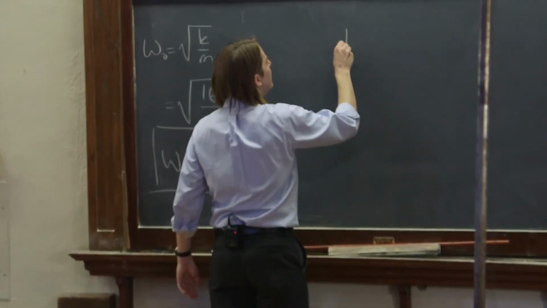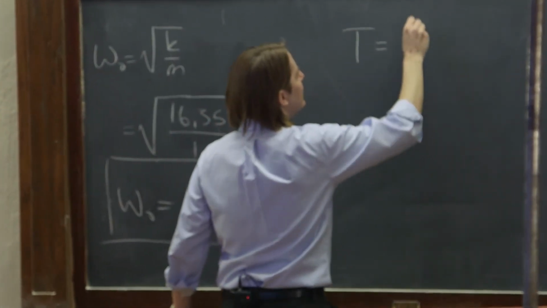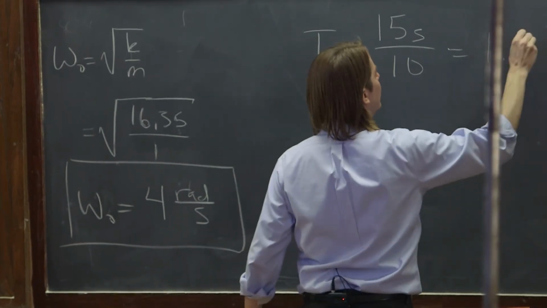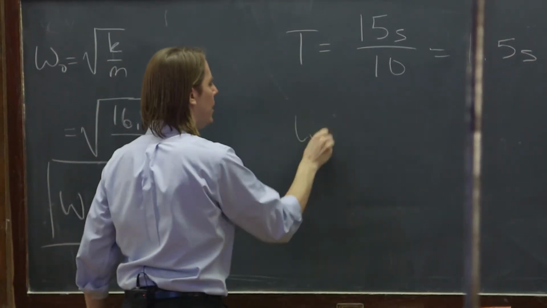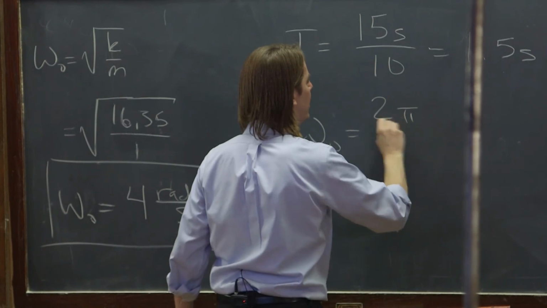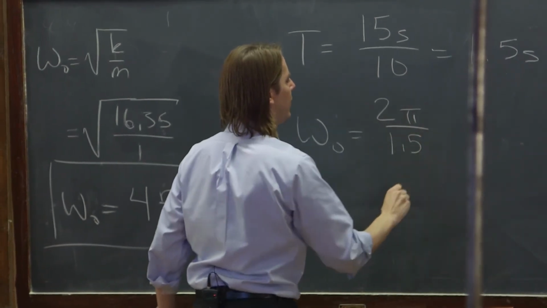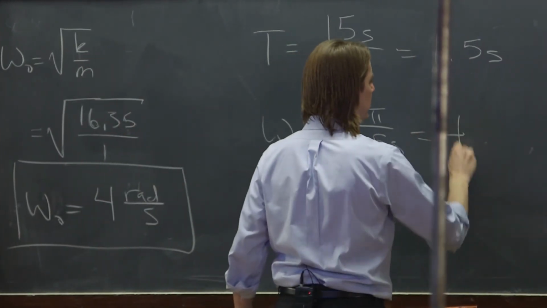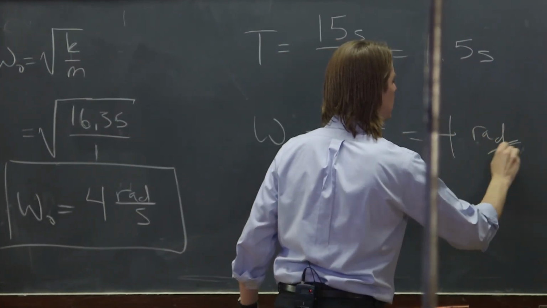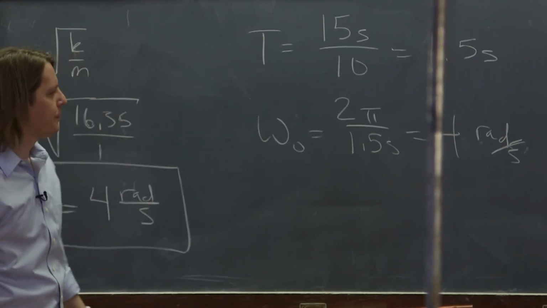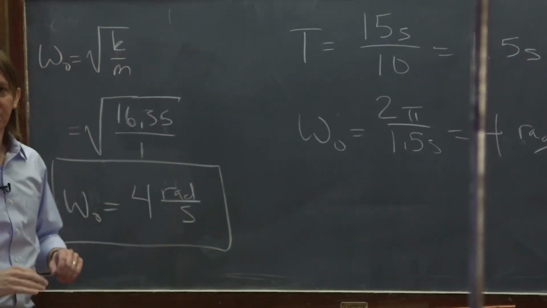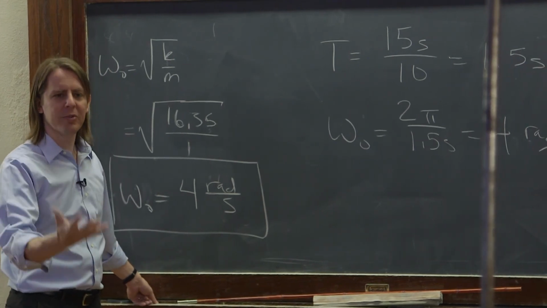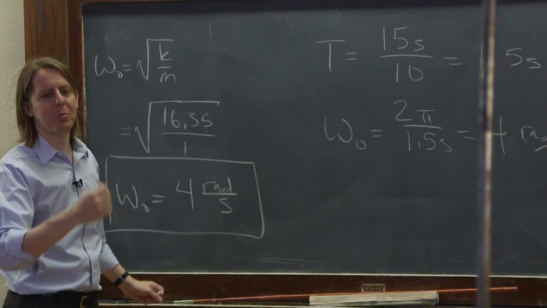So when we measured it, the period was 15 seconds, but we did it 10 times, so 1.5 seconds. So omega naught measured should be 2 pi over the period, 1.5 seconds, which, if you work it out, is about 4.1, 4.2. So equation of motion was correct. The natural frequency really is square root of k over m. That is the frequency this thing wants to oscillate at, no matter what amplitude and phase you give it.